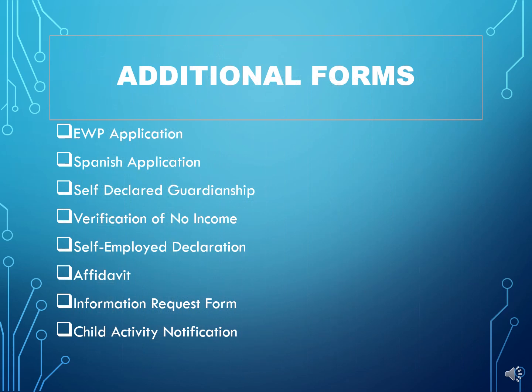Some additional forms that we use are the expected women's application, Spanish application, self-declared guardianship, verification of no income as a form of income proof, self-employed declaration as a form of proof of income, blank affidavit form, information request form, and child activity notification form.